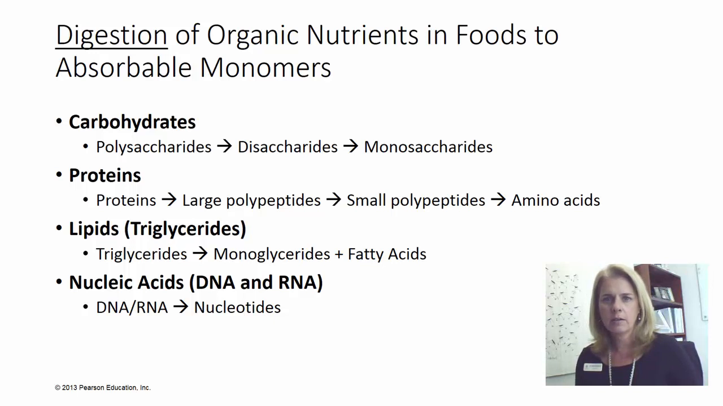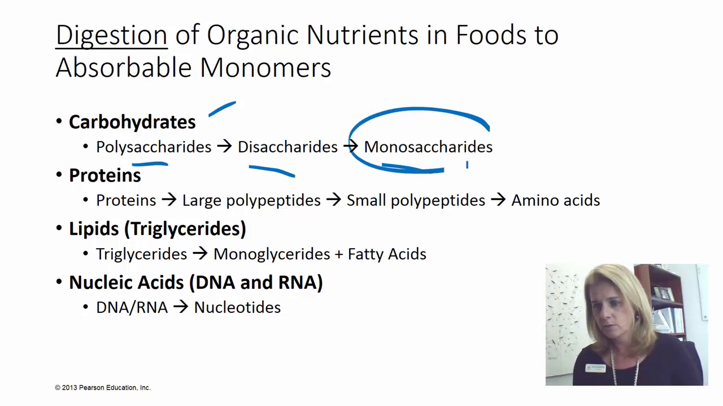These macromolecules, some examples of these would be carbohydrates. And so this takes you back to early anatomy when we talked about chemistry way back in the first course. Just as a reminder, carbohydrates are called polysaccharides, large sugars, that are broken down into disaccharides and then monosaccharides. So this is what we can actually absorb and use.